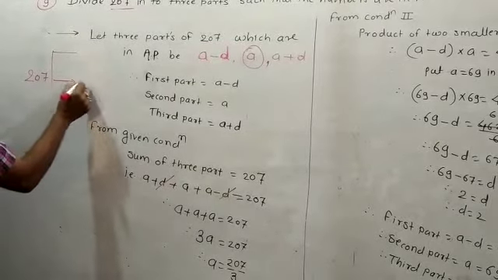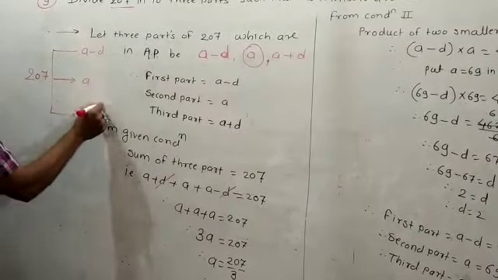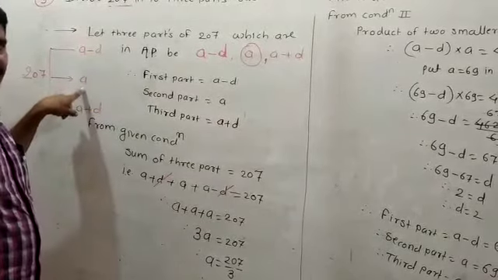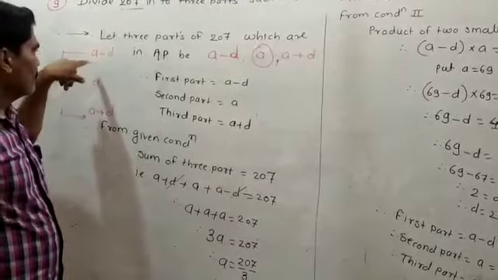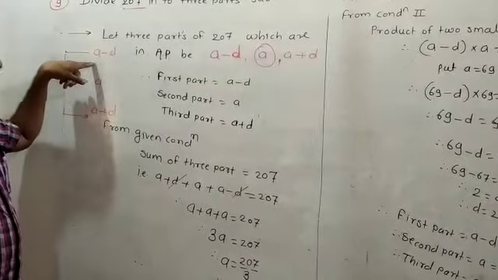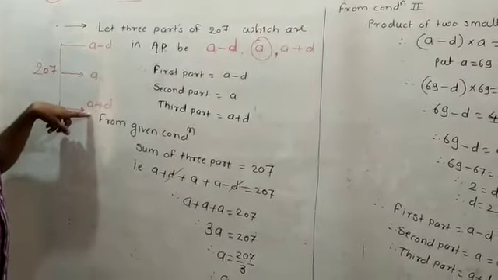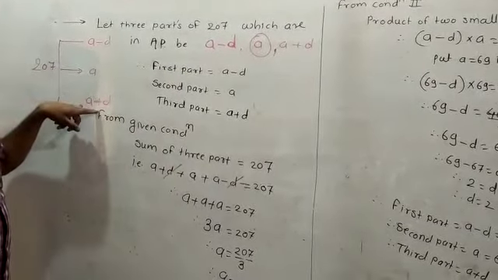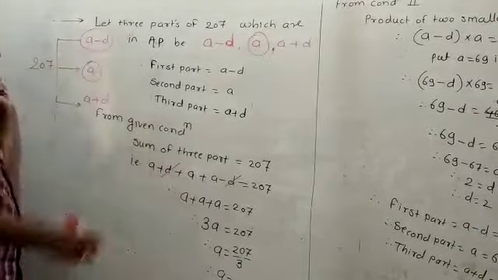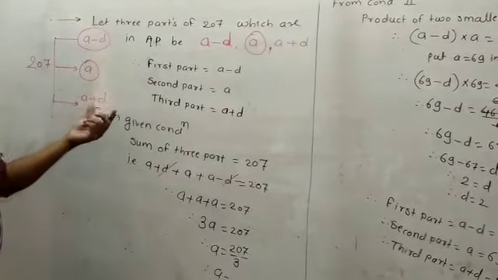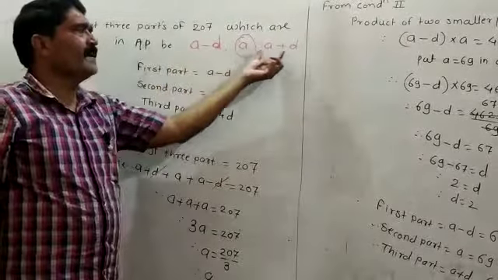If one part is A, then the previous part is A minus D and the next part will be A plus D. The previous part is less than A by the common difference D, and the next part is greater than A by D, that is A plus D. So if the middle part is A, the first part will be A minus D and the last part will be A plus D. So these 3 parts will be A minus D, A and A plus D.